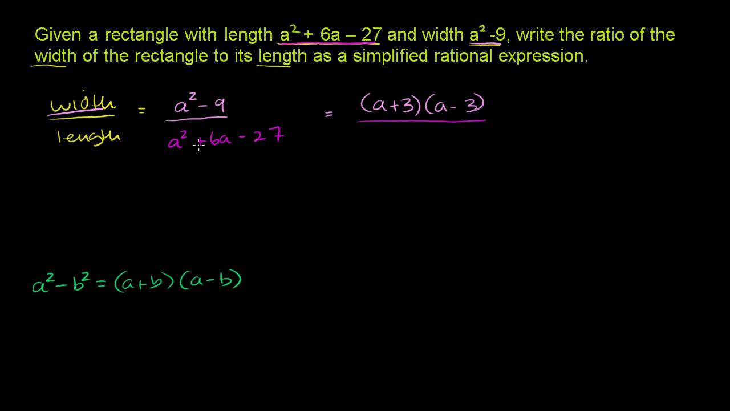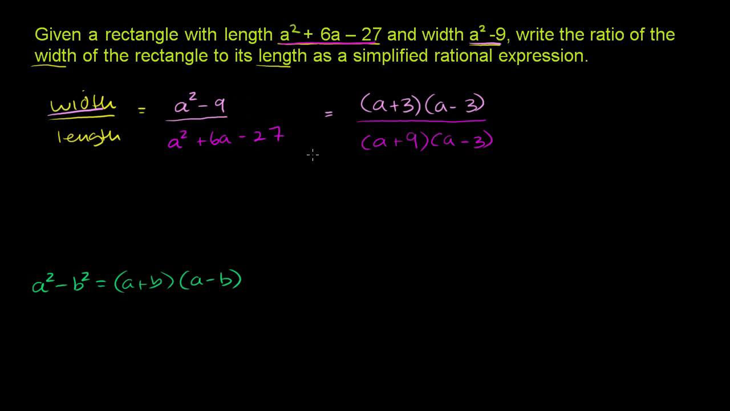So here, if we wanted to factor this, we have to think of two numbers that when we add them, I get positive 6, and when I take their product, I get negative 27. Let's see, if I have positive 9 and negative 3, that would work. So this can be factored as a plus 9 and a minus 3. 9 times a is 9a. A times negative 3 is negative 3a. When you add those two middle terms together, you'll get 6a just like that. And then 9 times negative 3 is negative 27. Of course, the a times a is a squared.